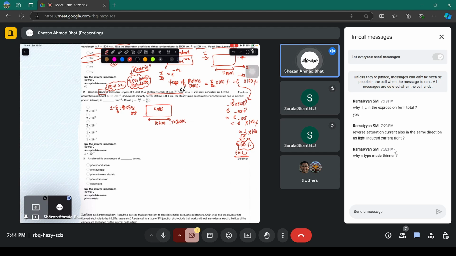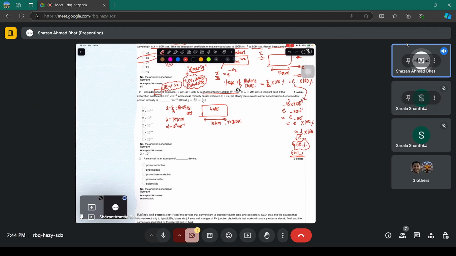And the wavelength has been given as 793 nanometers, so it's incident on the sample. The absorption coefficient is given as 10 to the power 4 per centimeter, and the excess minority carrier lifetime. We have not talked about this, but we have talked about it in the previous sessions.